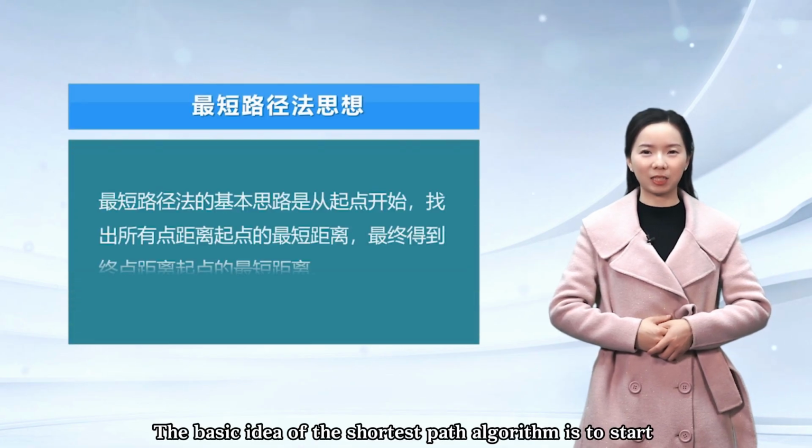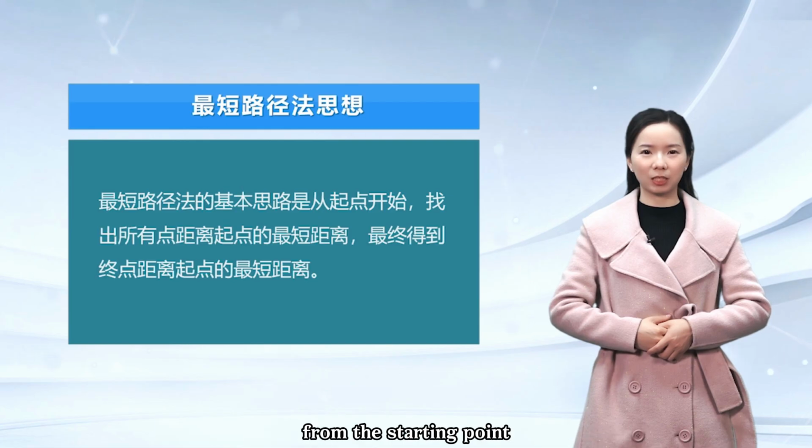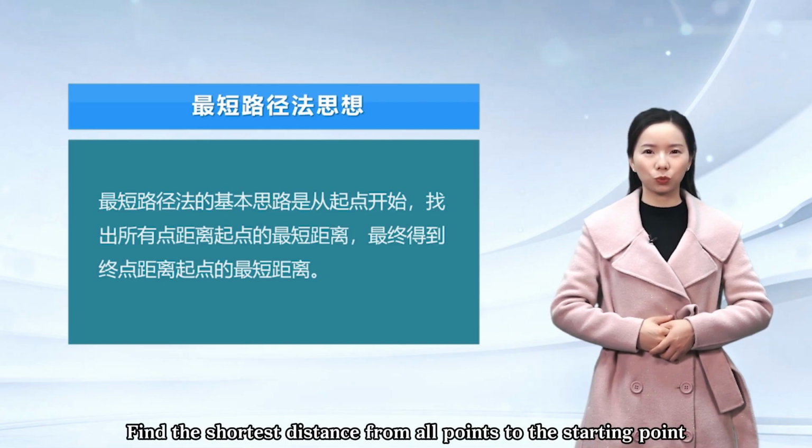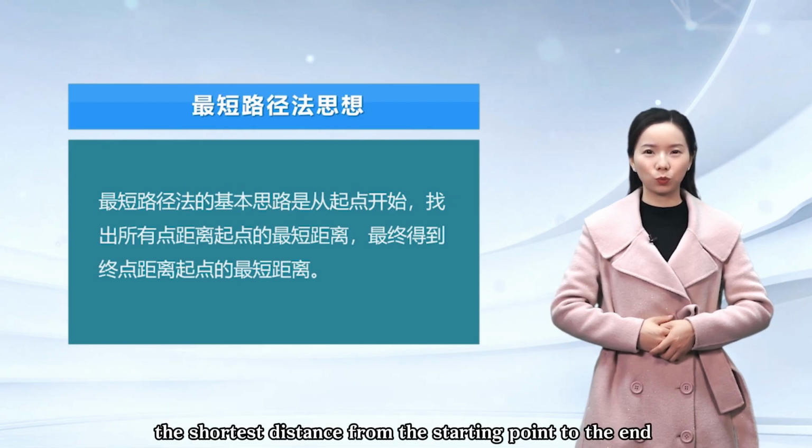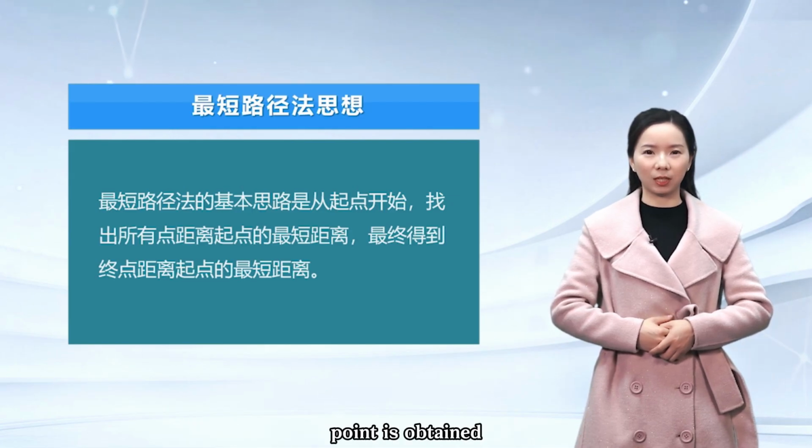The basic idea of the shortest path algorithm is to start from the starting point, find the shortest distance from all points to the starting point, and finally obtain the shortest distance from the starting point to the endpoint.